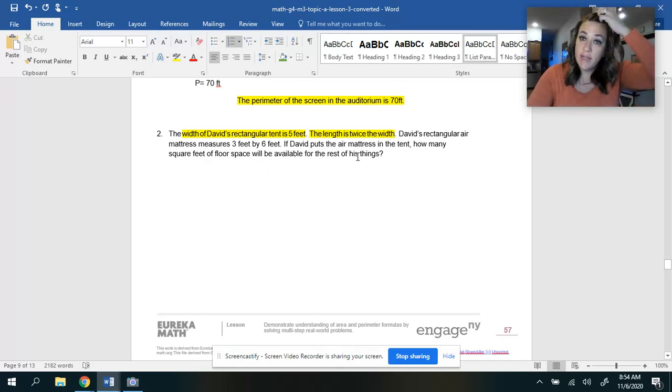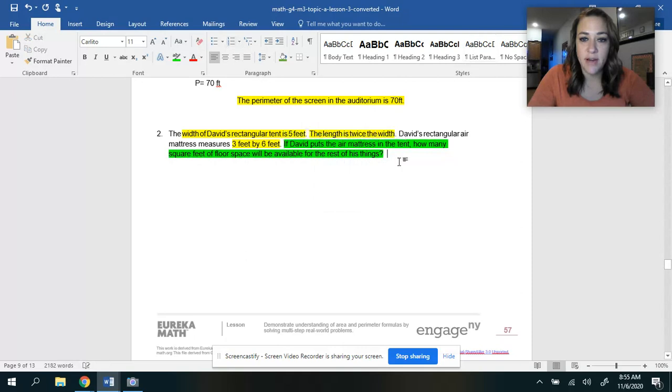So remember, when I talked about area, it is everything that is going to take up the space inside your rectangle or square. So if we are talking about floor space, they're talking about the area. How much area is he going to have left in the tent? Okay. So this is also going to be important. His air mattress is 3 feet by 6 feet. So if David puts the air mattress in the tent, how many square feet of floor space will be available for the rest of his things? I'm going to highlight that because that's our question. That's what we're trying to figure out.